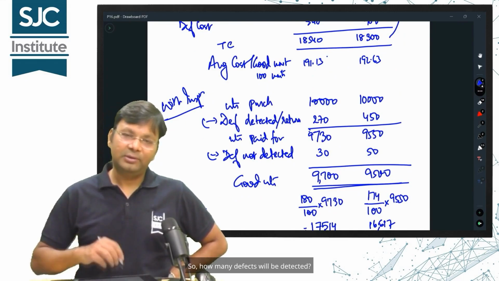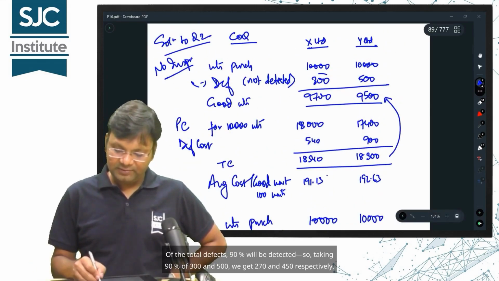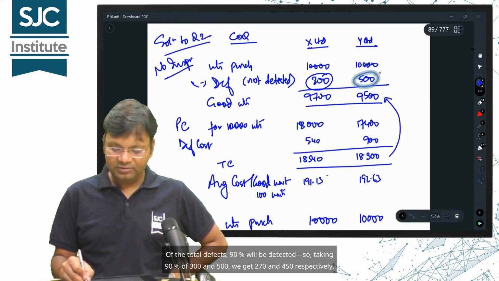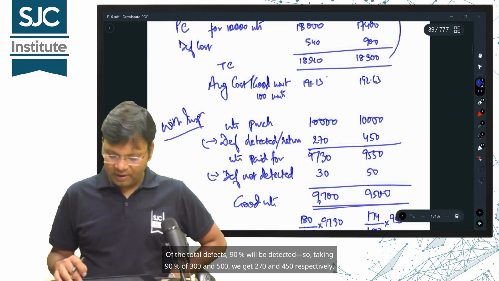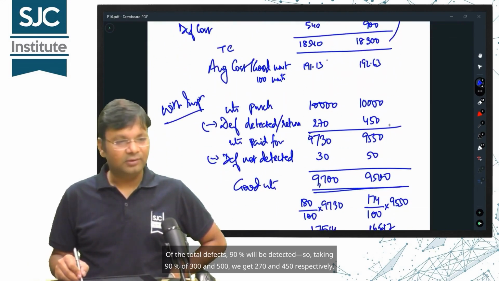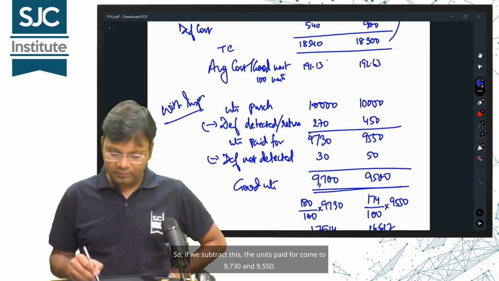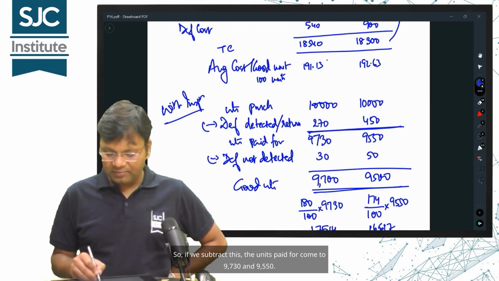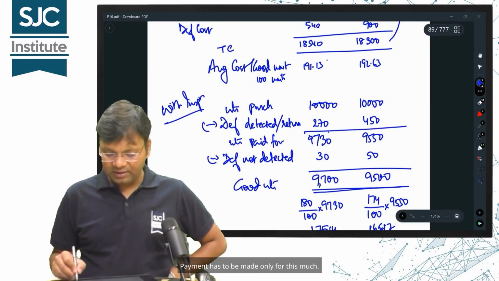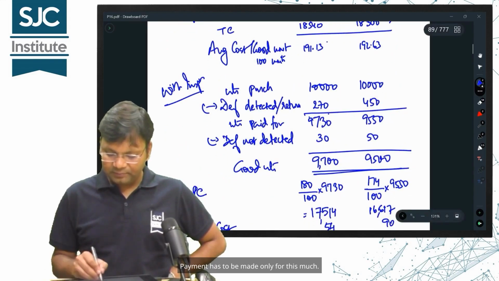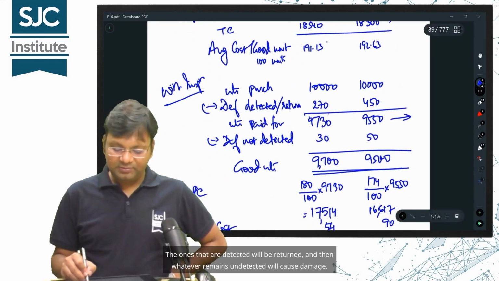So, how many defects will be detected? Of the total defects, 90% will be detected. Taking 90% of 300 and 500, we get 270 and 450 respectively. If we subtract this, the units paid for come to 9,730 and 9,550. Payment has to be made only for this much.